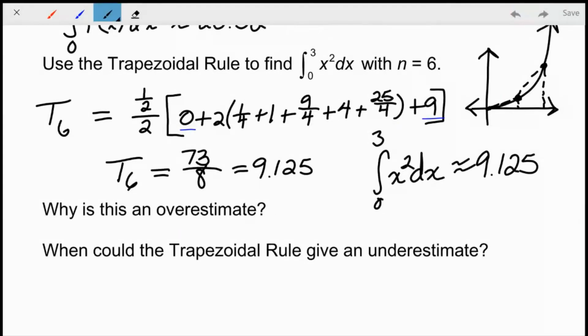So why is this an overestimate? It's because the graph is concave up. Okay, and then it also says, when could the trapezoidal rule give an underestimate? Well, that would be when your graph is concave down.